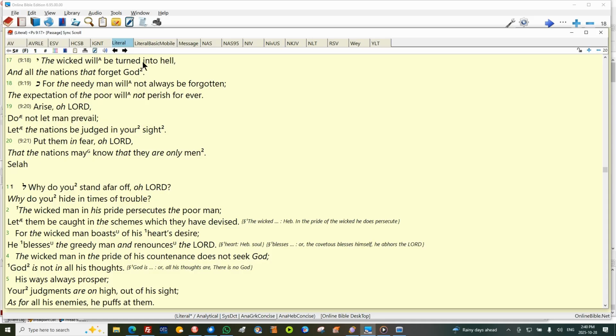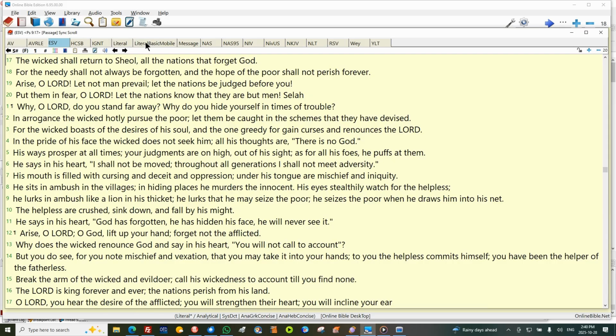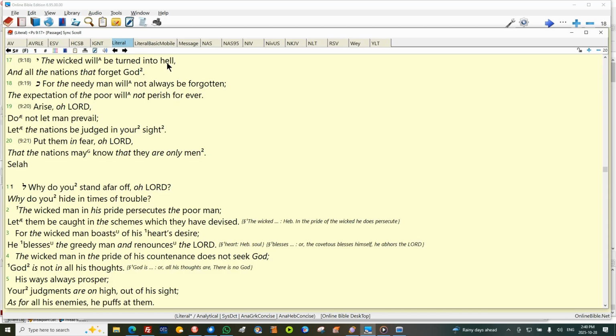The wicked will be turned into hell. Now, a lot of modern translations translate that as Sheol, which is totally vacuous. We are supposed to translate, not transliterate. And there's a good old-fashioned Anglo-Saxon word for the Hebrew of hell, and that's the one that we used. And the nations that forget God, are they going to be turned into Sheol? Well, maybe. But in English, they're going to be turned into hell.